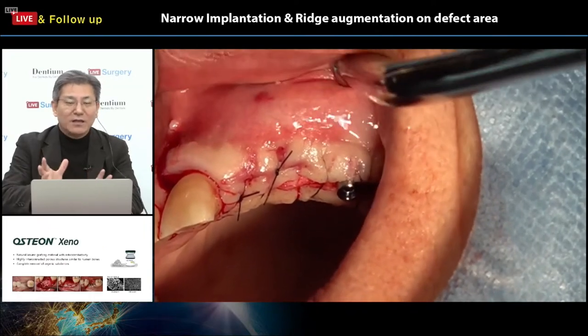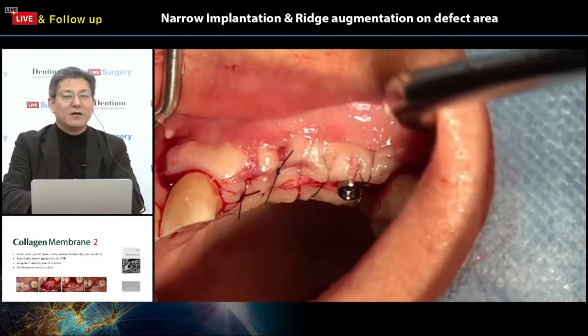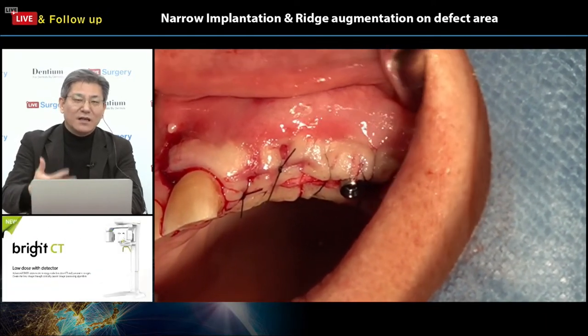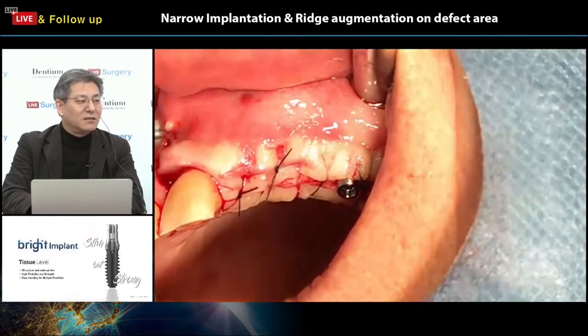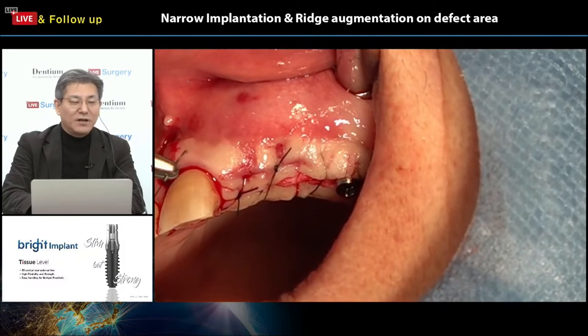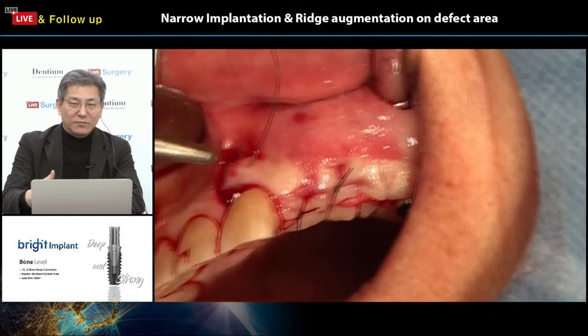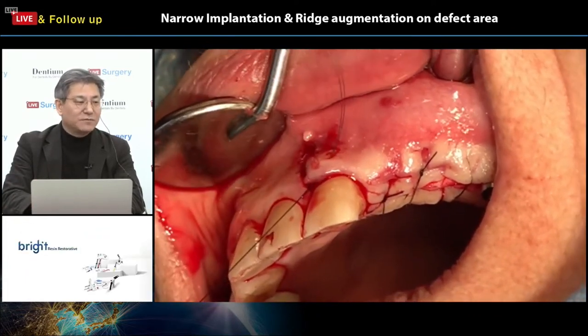So there are many different kinds of suture technique to manage the flap, so we need to learn and practice every day, daily practice, to make a better situation after a surgery.